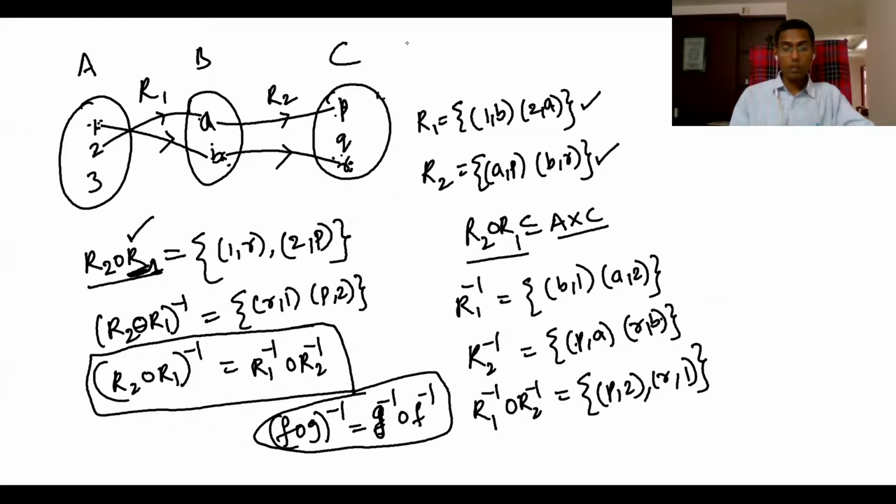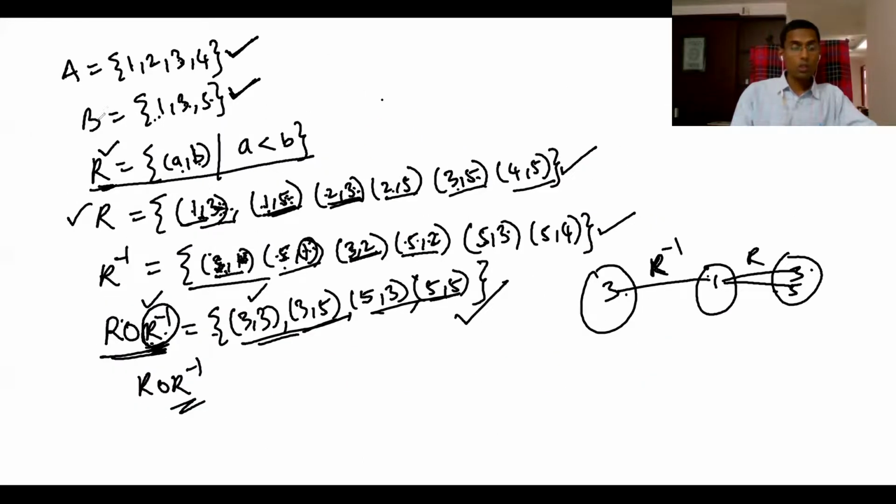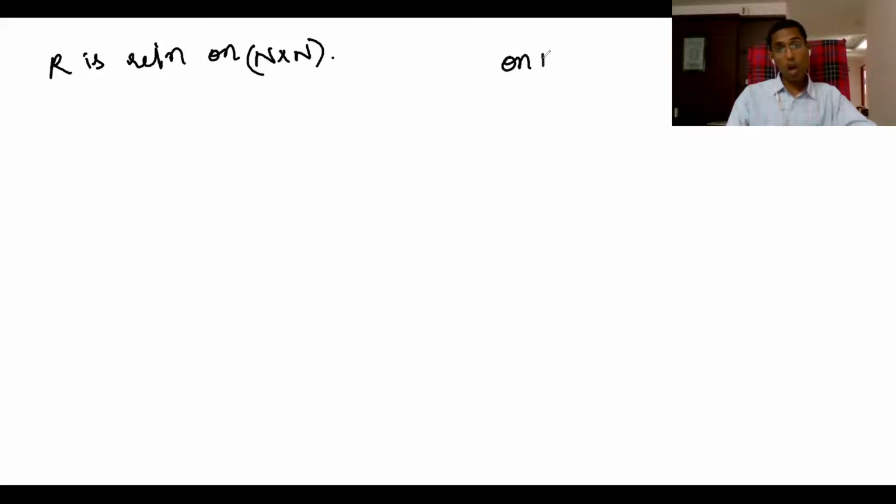Okay. Then we'll go to the next page. So here, what is given? R is a relation on N cross N. Previously, what was given? R is a relation on N. On N means what? N to N. So on N cross N means N cross N to N cross N. So that's the first point.